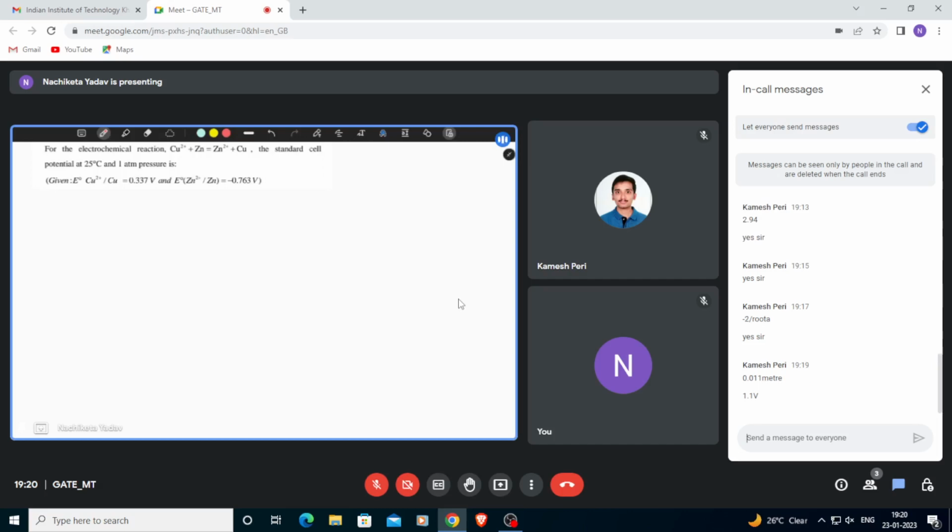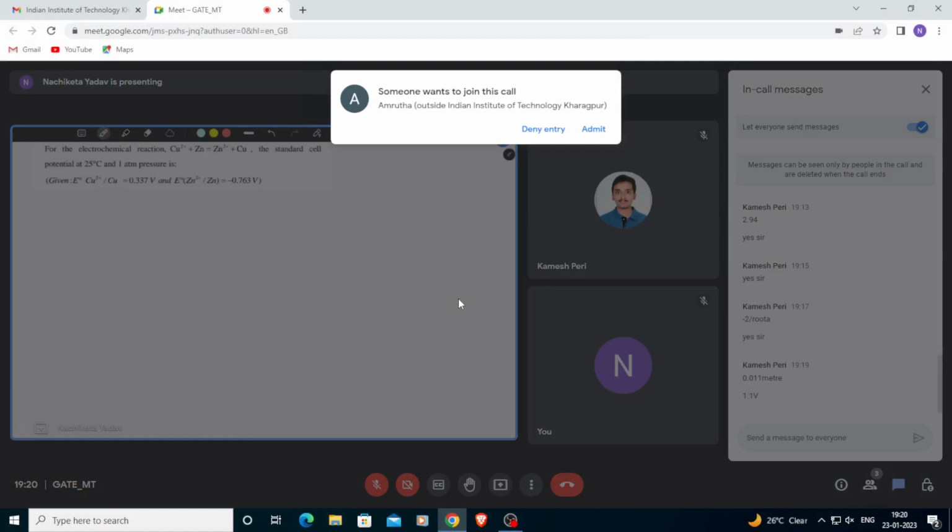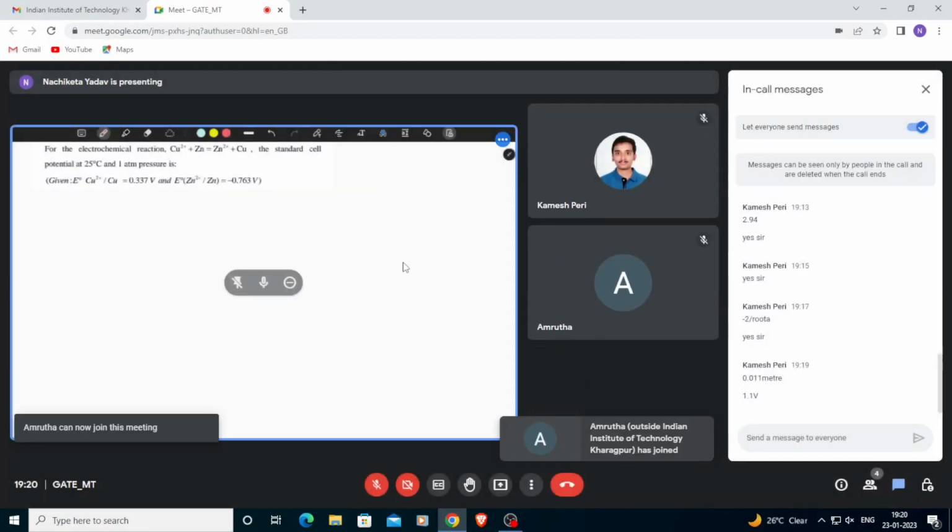1.1 volt. How did you solve? It is right. How did you solve?